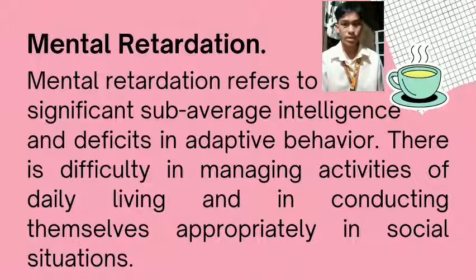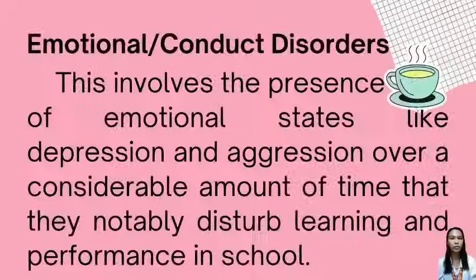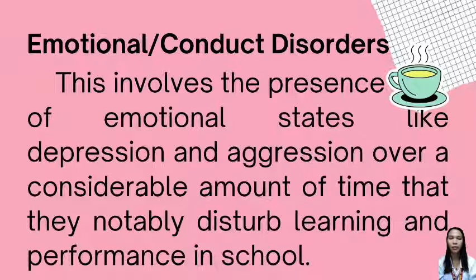Mental retardation is measured by equivalent IQ of 70 to 75 or below, which implies being intellectually disabled. The causes of mental retardation may be genetic, at birth or after birth, by social factors, and infections. Emotional or conduct disorders. This involves the presence of emotional states like depression and aggression over a considerable amount of time, that they notably disturb learning and performance in school. This is also termed as emotional disturbance and emotionally challenged.